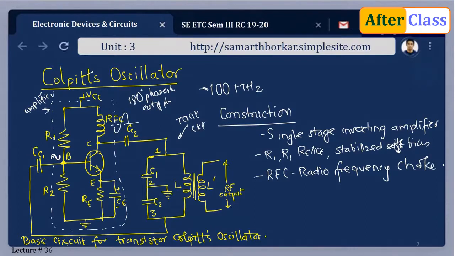Now, what is the use of this particular RFC in this circuit? This RFC permits an easy flow of direct current, but at the same time it offers a very high impedance to the high frequency currents. The presence of a coupling capacitor CC2 in the output circuit does not permit the DC current to go to the tank circuit. And what can be the source of DC current? It is this DC supply. So the capacitor blocks the DC voltage. Why does it block the DC voltage?